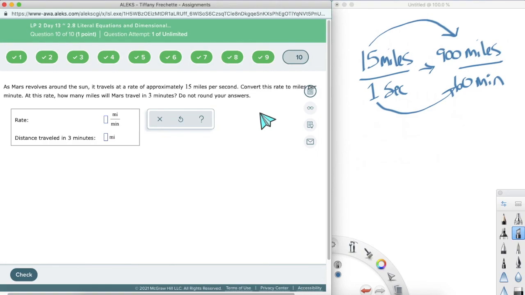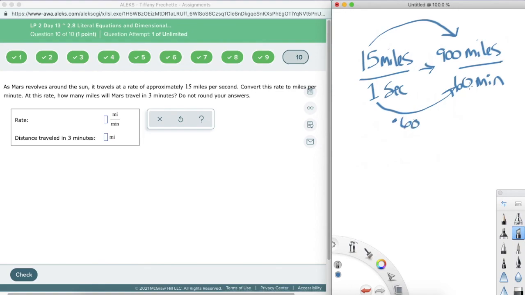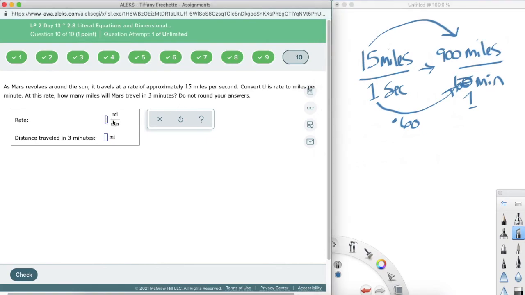So, sorry, I wrote 60 here. We're multiplying by 60, and it's 1 minute. But we're multiplying by 60 because it's 60 seconds. I want to make that clear. So now it's saying, okay, 900 miles per minute. So that was our first piece.